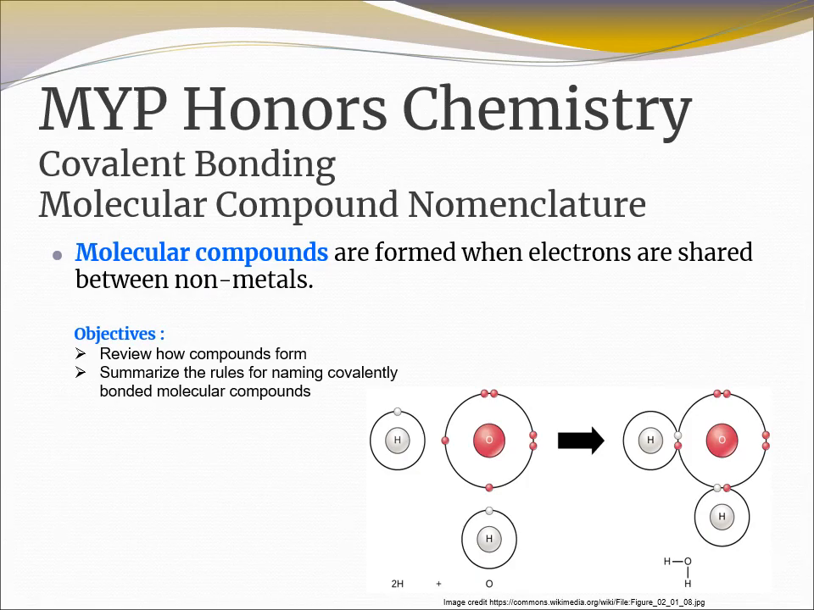Welcome to our super quick review on how to name molecular compounds. Remember that molecular compounds are formed when electrons are shared between non-metal elements. Our objectives today: we're going to review how compounds form and summarize the rules for naming covalently bonded molecular compounds. The bonds are called covalent, the compounds are called molecular.